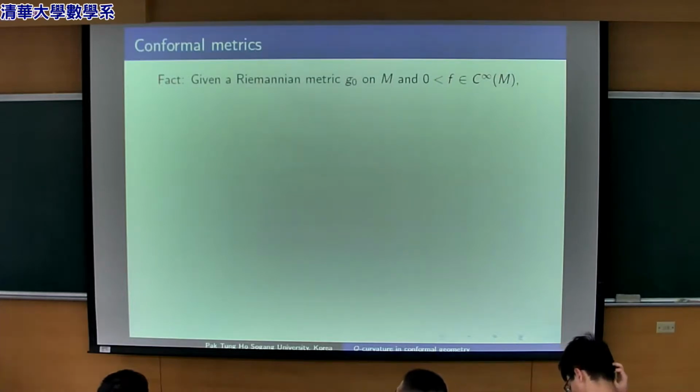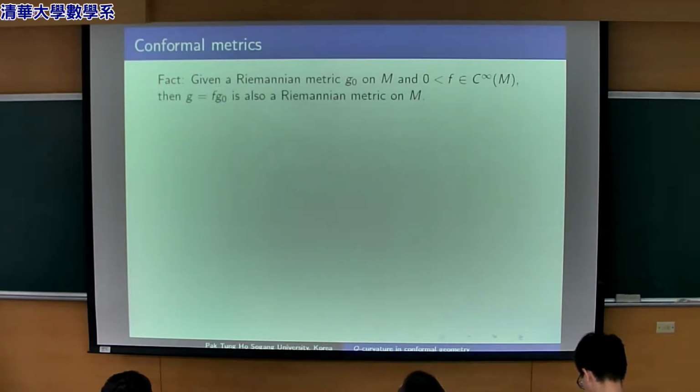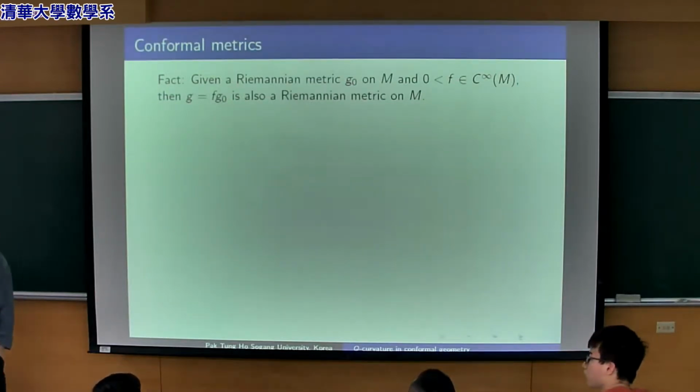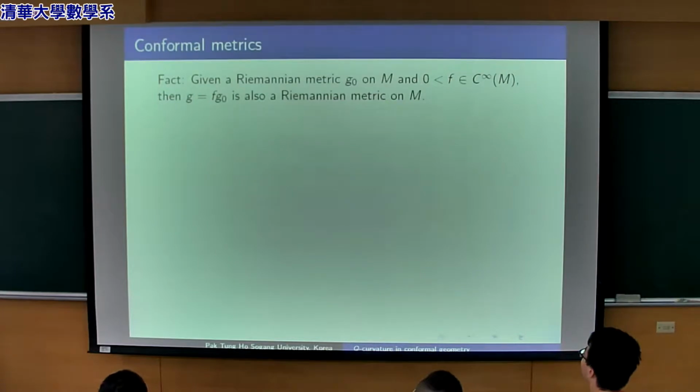We have a very simple fact. If you have a Riemannian metric, which we call g-dot, on a manifold, and you have a positive smooth function, then if you multiply these two together we define a new g, the product of this smooth function and this Riemannian metric. Then this is also a Riemannian metric. To verify this is very simple: you just check it is still bilinear, still symmetric, and also positive definite, coming from the fact that the function is positive.